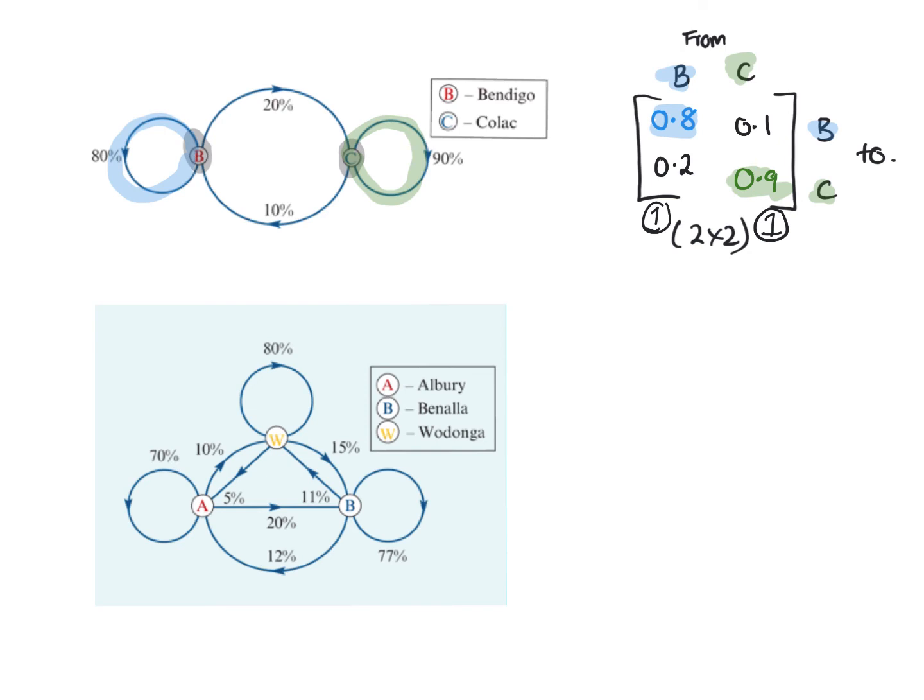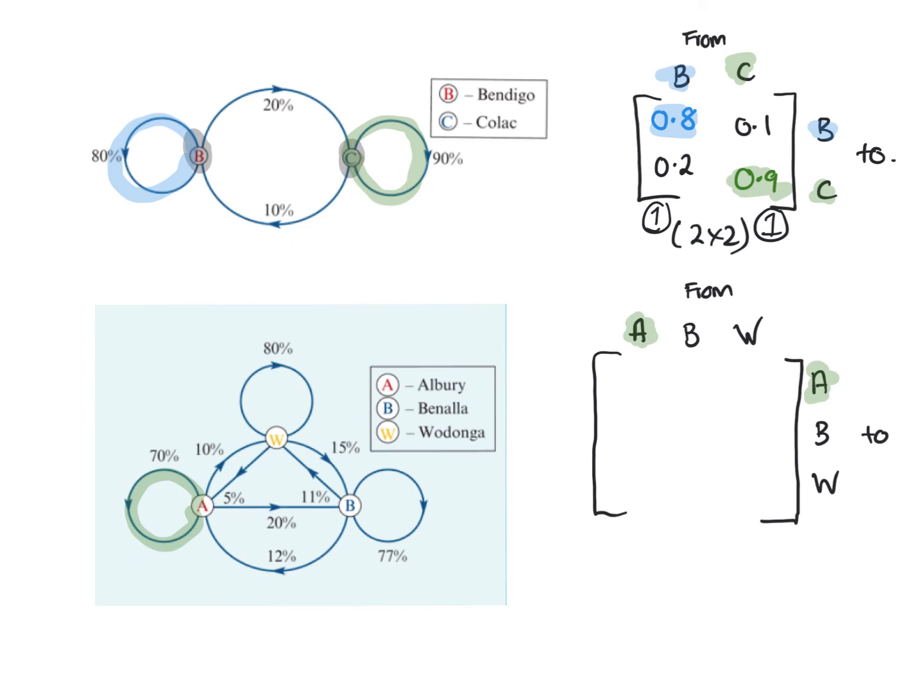So let's look at this next one. We have 3 places, I think it's still a car rental place or something. So we've got Albury, Benalla and Wodonga, and this is from here and they're going to there. Okay, so as I said, much easier if you do the ones to itself. So if I do the A to A, I'll look for A to A, that's 70%. So I'll put in 0.7.